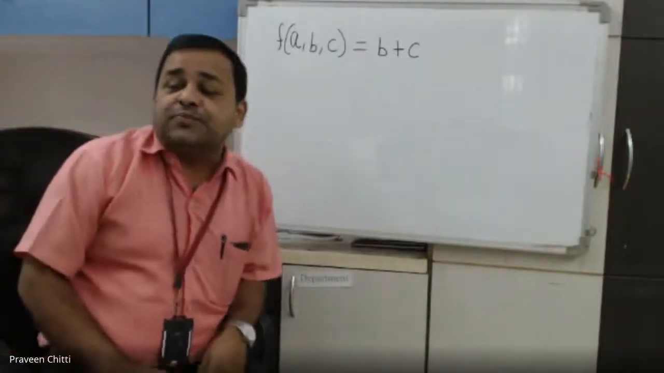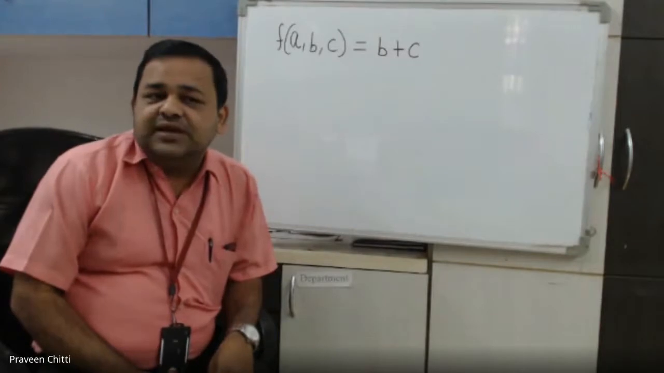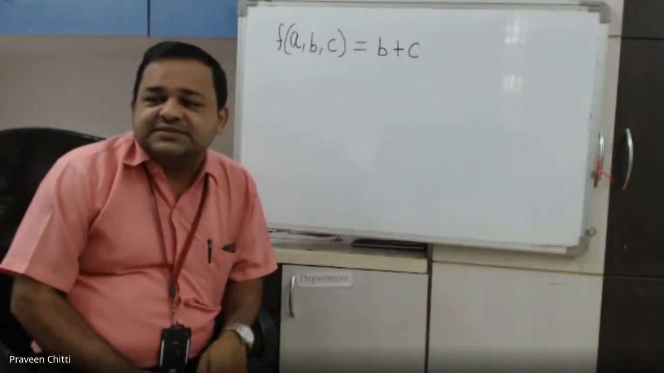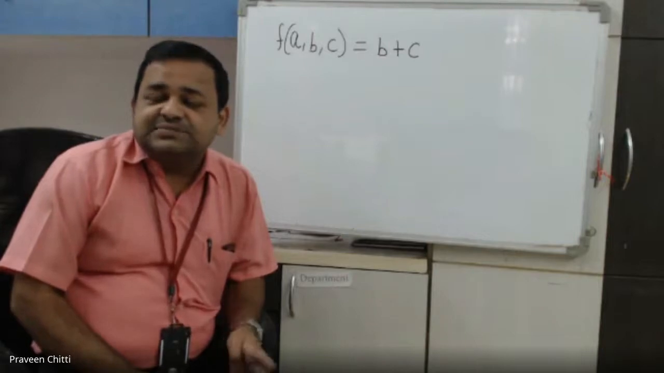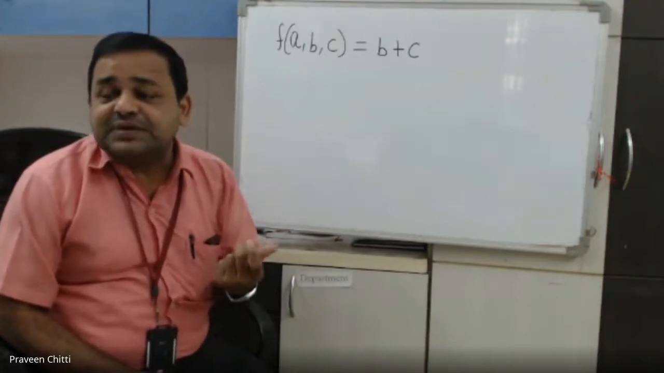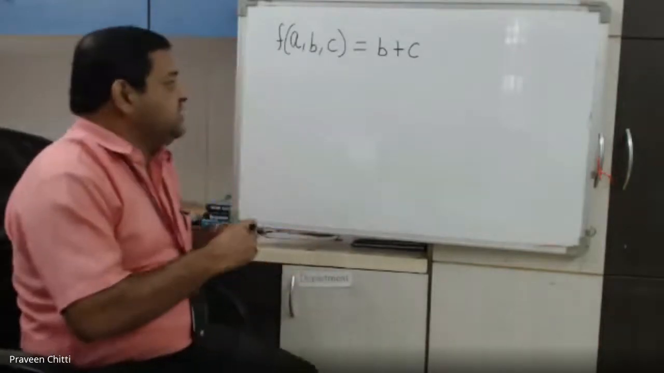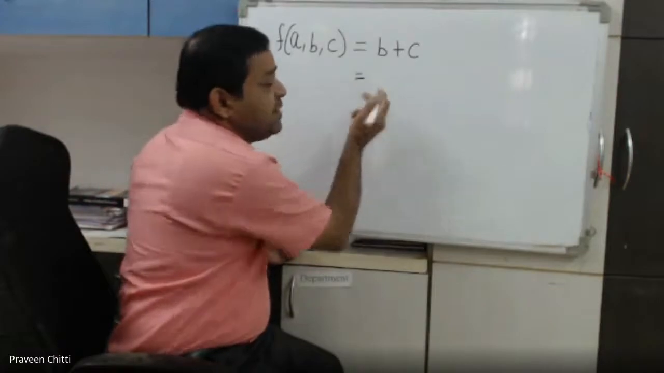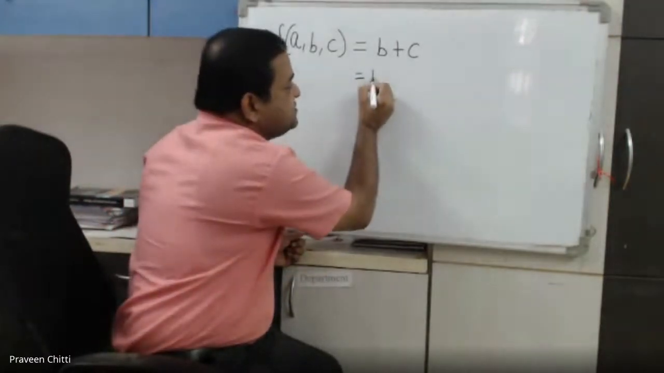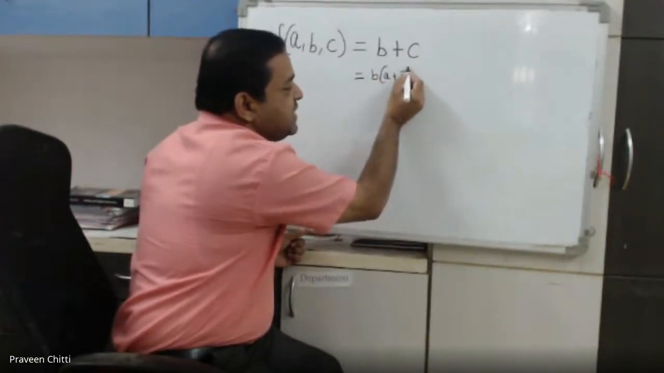For that, you have to use the property: what is x plus x bar? What does the Boolean identity x plus x bar say? X plus x bar, or A plus A bar, or B plus B bar, is 1. That means if you multiply any term by x plus x bar, its value is not going to change. So here B is there, and A is missing. I will write it as A plus A bar.